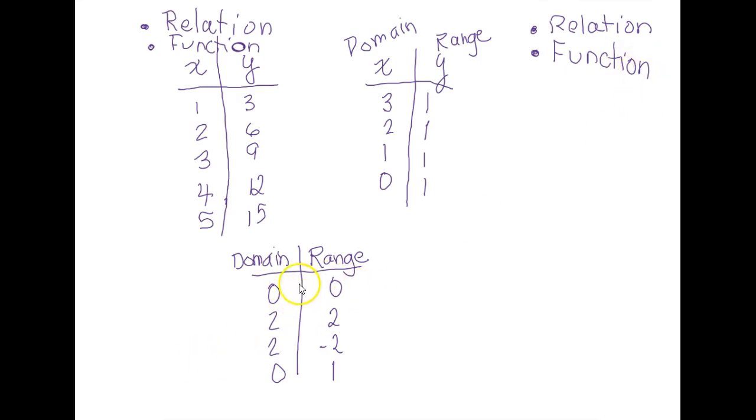Alright, take a look at this one. I've got a domain of 0, 2, 2, and 0, and a range of 0, 2, negative 2, and 1. Now, if I take a look here, my 0 has two different solutions. Now, if they were the same number, if it was 0, 0, and 0, 0 down here, that's still the same number. That doesn't really count as being anything new.